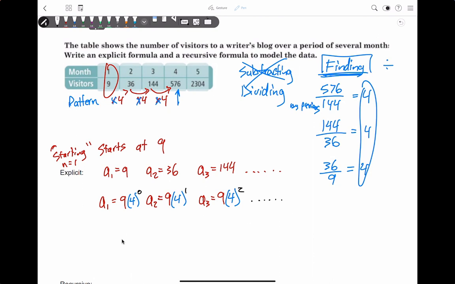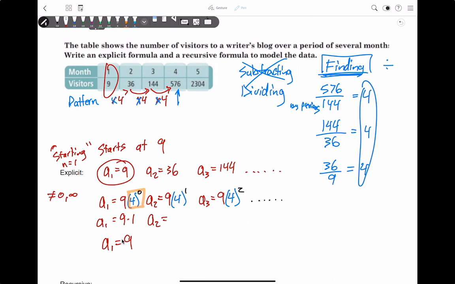We know that this is 1 because anything except 0 raised to the power of 0 is going to equal 1. So that we get 9 times 1. So a sub 1, let me write that a little bit cleaner, a sub 1 is 9, which we've already verified. And then a sub 2 would go back to that 36. And you see the pattern is in fact going to be when the base is 4.